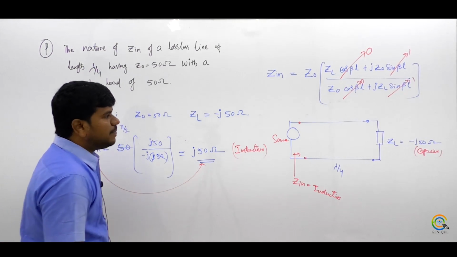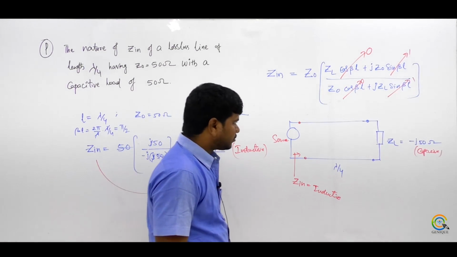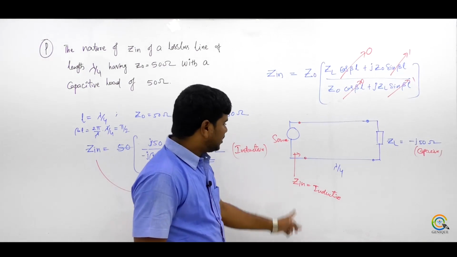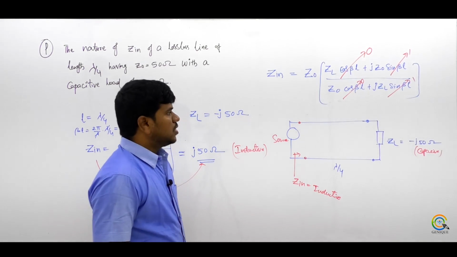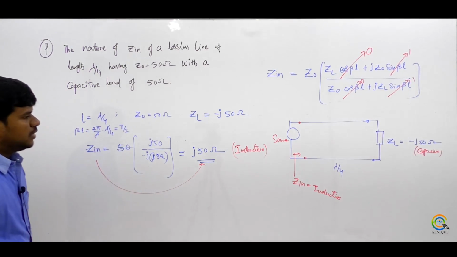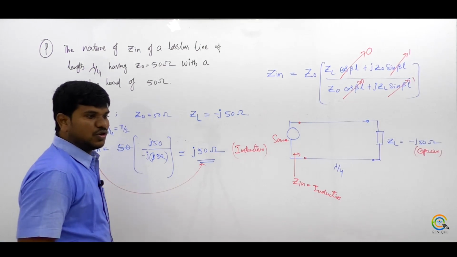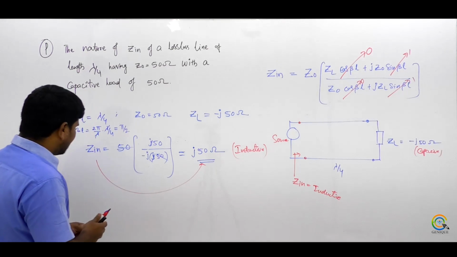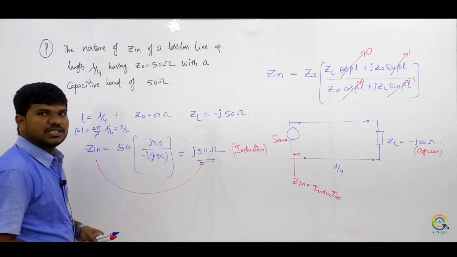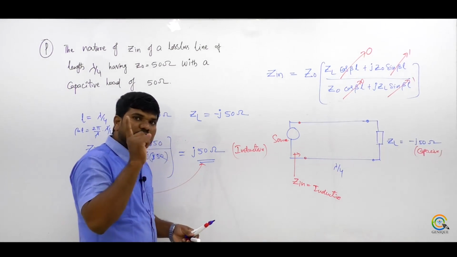It is inverting the nature of the load impedance at the input impedance. So that's why the lambda by 4 line is called the impedance inverter. Don't think that impedance inverter means it will only do the inverse operation. It is not the inverse.